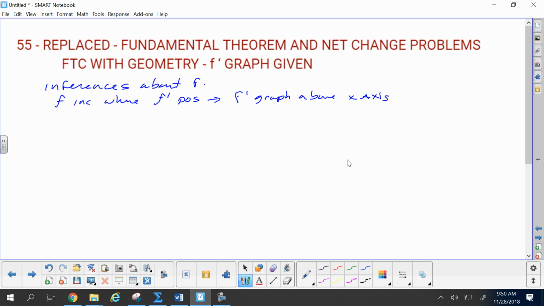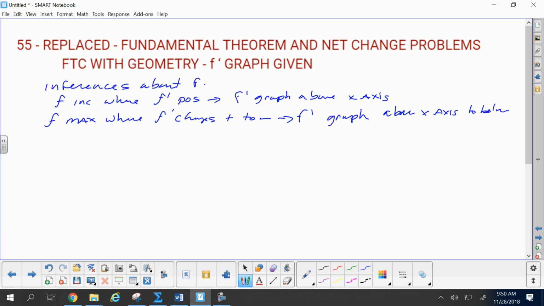Okay? You could say f has a max. Where? Big idea of calculus. F has a max where what happens? F prime changes positive to negative, yeah? So you would look at where does the f prime graph go above the x-axis to below.